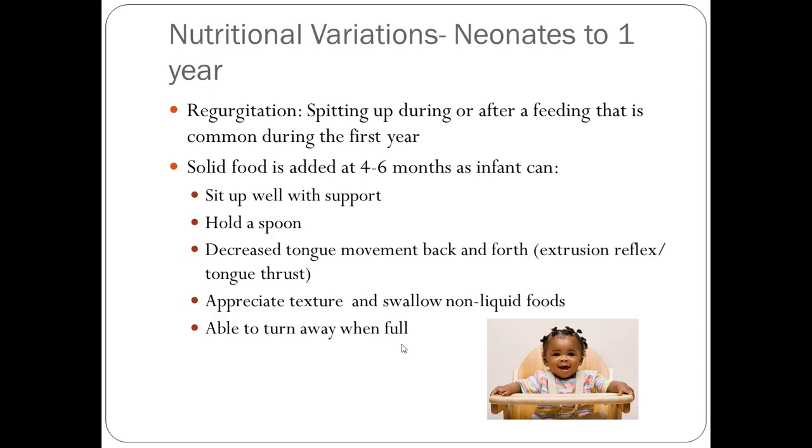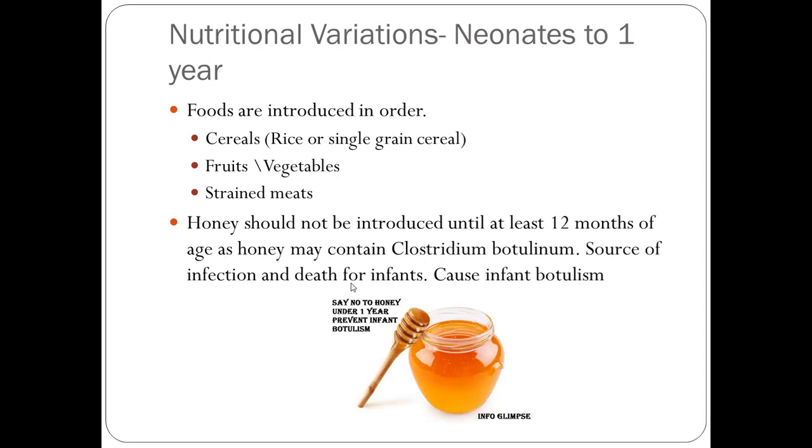They will learn how to deal with the texture and swallow of foods, and they're able to turn away when they're full. So we want to make sure that they can do things like that before we start having parents introduce solid foods to them. Should we start with cereals like rice or grain cereal, then up to fruits and veggies, and then move on to strained meats.